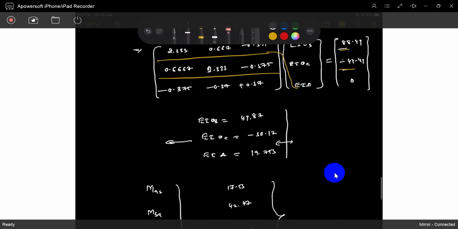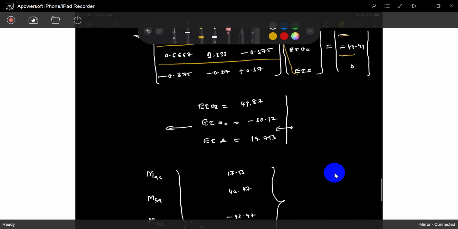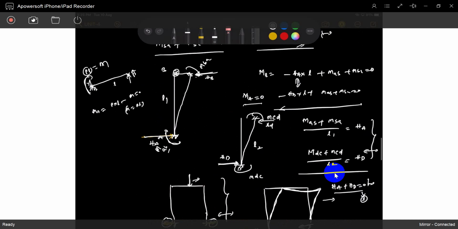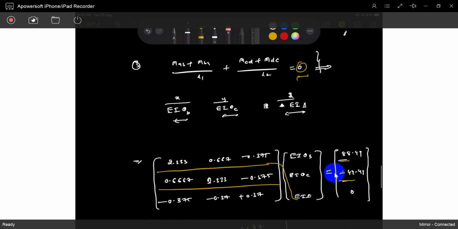That's it. That's enough. And you can find out the h also. So how can you find out h? HA is this, na. You can take MAB plus MBA by L.